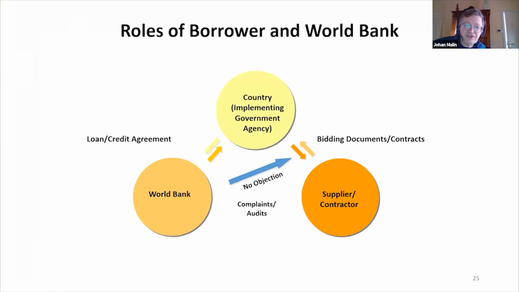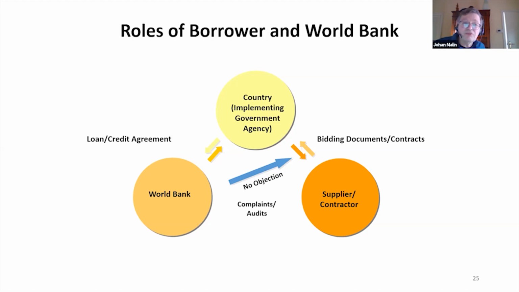So this slide is maybe the most important one of them all. When we're talking about multilateral development banks, there is no contact between the World Bank or the African Development Bank or the Asian Development Bank and the supplier. The World Bank gives the money to the country, to the government of the country. They create an implementing agency, and they are the ones that publish the tender and that go through the whole tendering process.